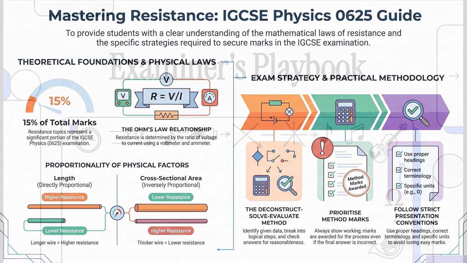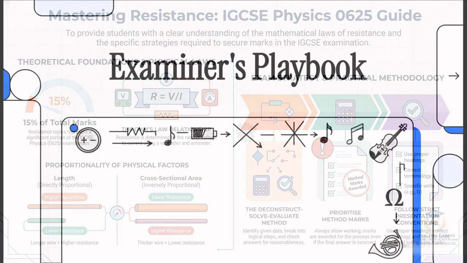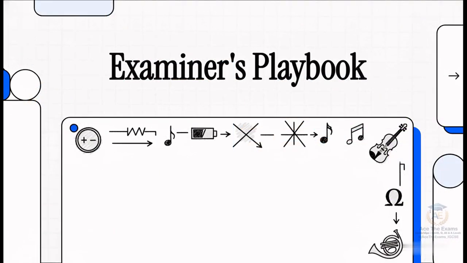I am absolutely thrilled to be your strategist for today's session. If you are preparing for your Cambridge IGCSE physics examinations, specifically looking at syllabus codes like 0625, you have landed in exactly the right place. Listen, today we are not just memorizing physics textbook definitions, no way. We are talking about absolute exam mastery. We are diving deep into the examiner's playbook.